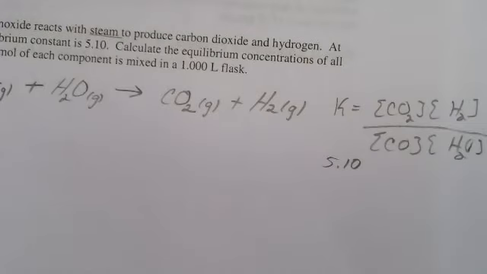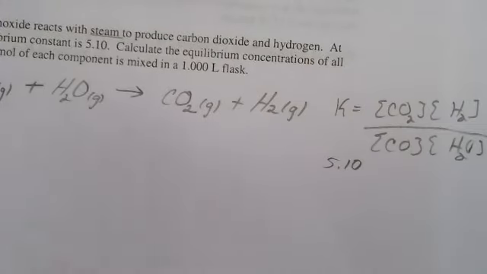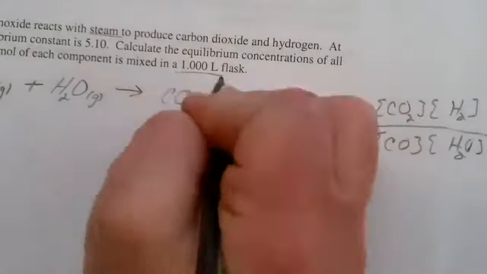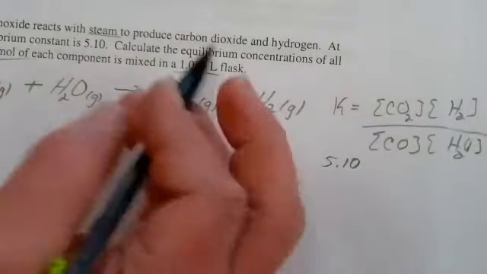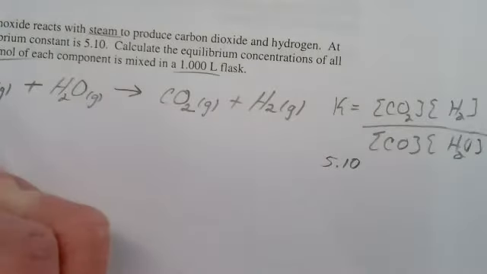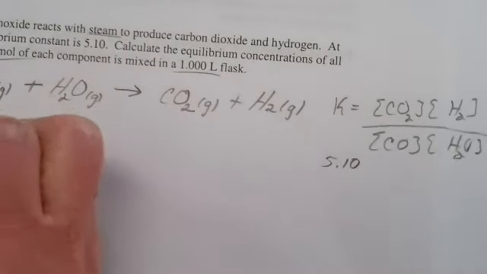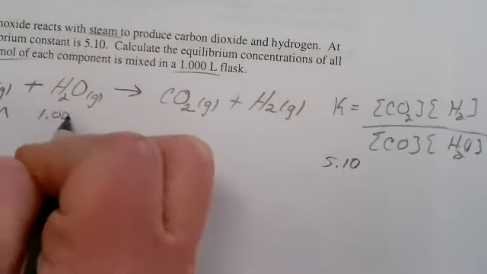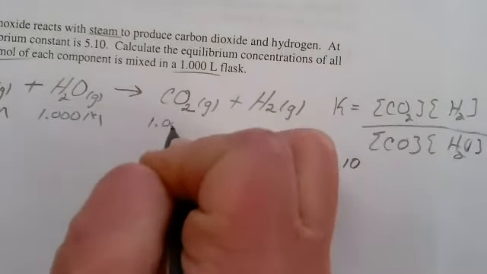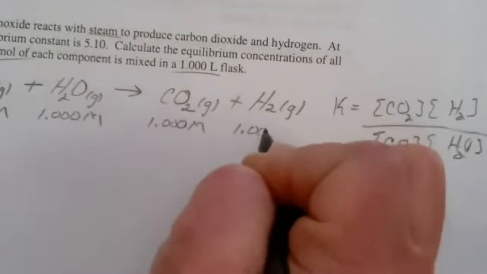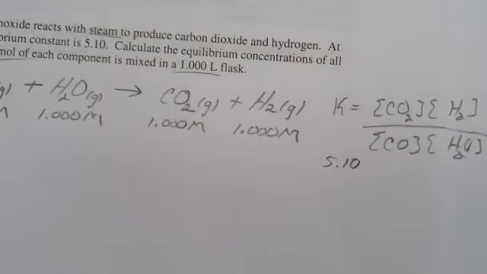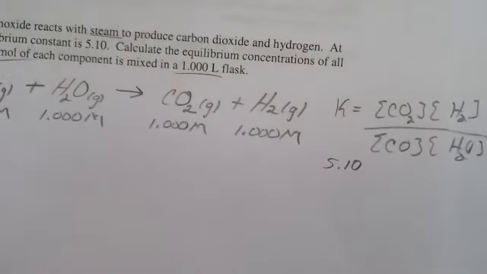Okay, calculate the equilibrium concentration of all species if 1 mole of everything is added to the 1 liter flask. Thank you for such nice, easy math. 1 mole divided by 1 liter. You don't show that work, of course. So that means we are starting out with 1 molar of each reactant and 1 molar of each product, and we are trying to find the equilibrium concentration.